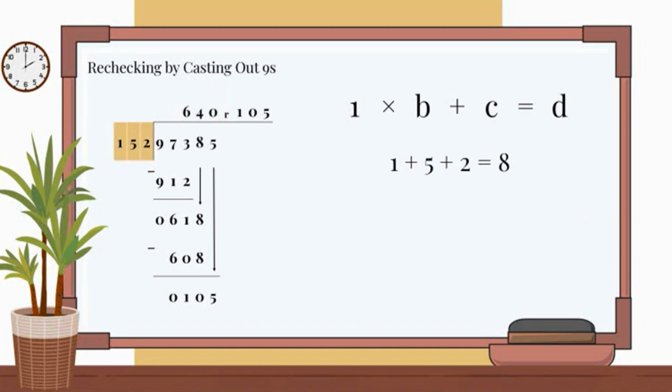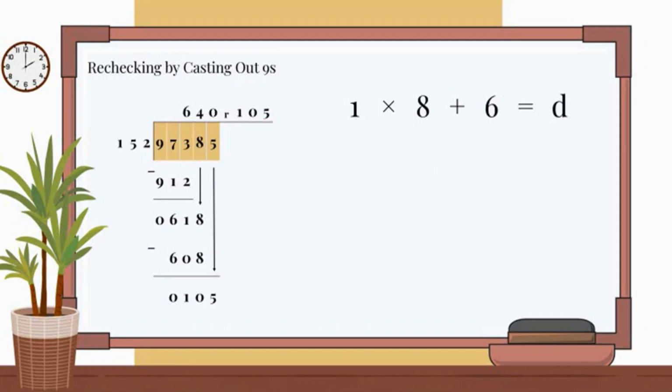Our divisor also has no nines and no two digits equal 9, so we add the digits together. 1 plus 5 plus 2 equals 8. We place 8 in the divisor slot of our formula. The remainder has no nines and no two digits that equal 9, so we add 1 plus 0 plus 5 together, which gives us 6, which we place in the remainder slot of our equation.